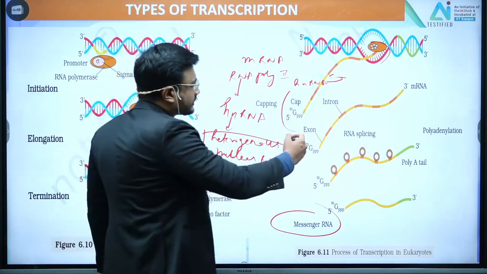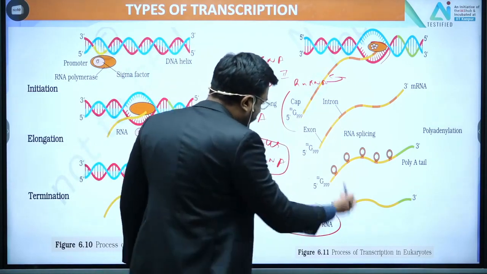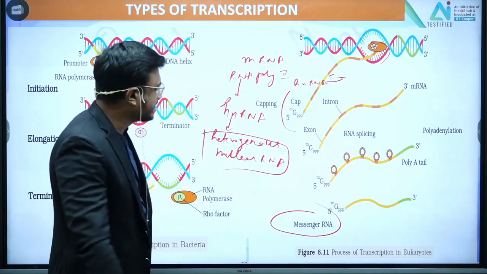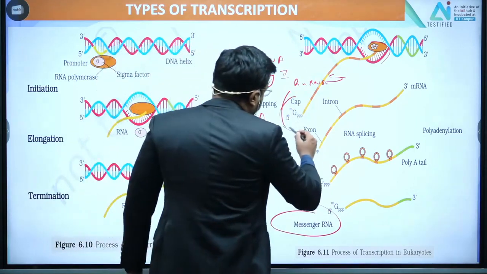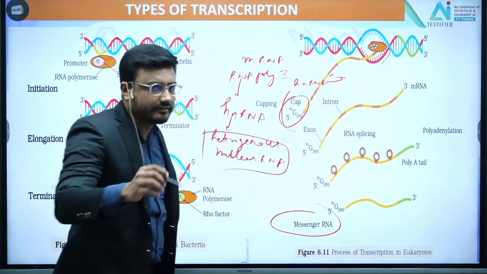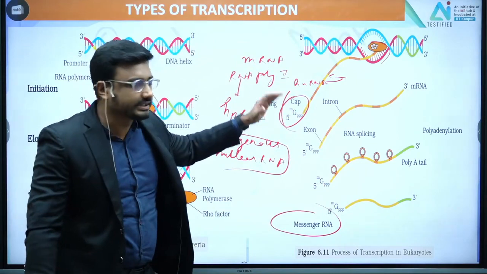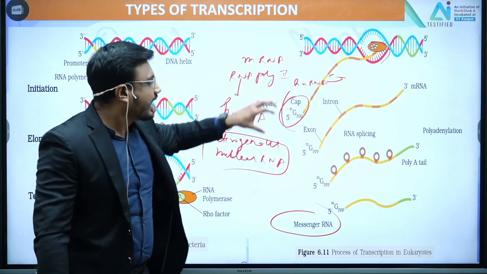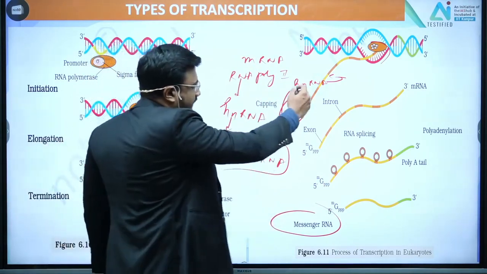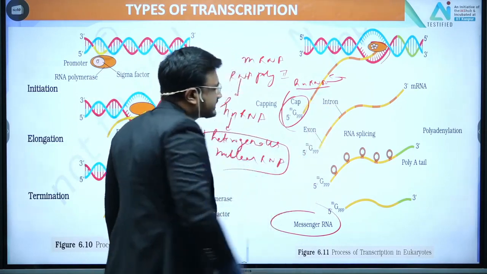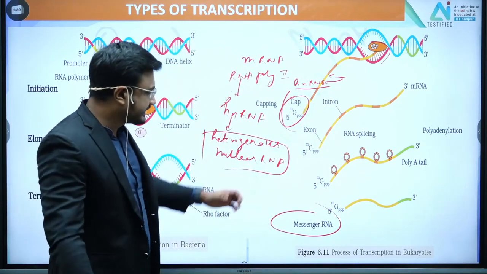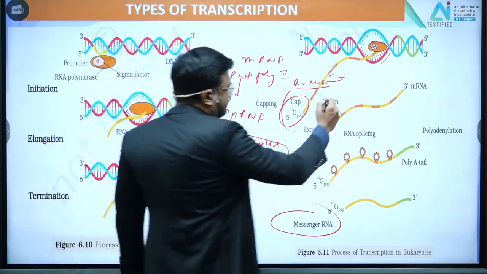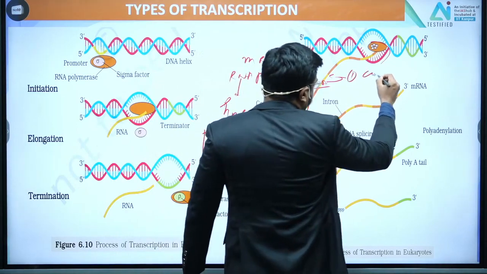The first process that happens in the post-transcriptional modification is capping. A 5' methyl guanosine triphosphate gets attached at the 5' end of the hnRNA. That is the process of capping. Then what happens next? So the first process is the capping.